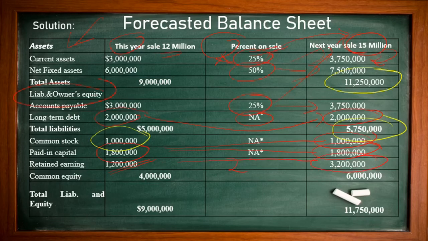Why change? This is a question. I will explain to you. Common equity, before we had 4 million, but now we get 6 million, and now we are going to add the total liability here and common equity here. We get 11,750,000 total liability and equity.